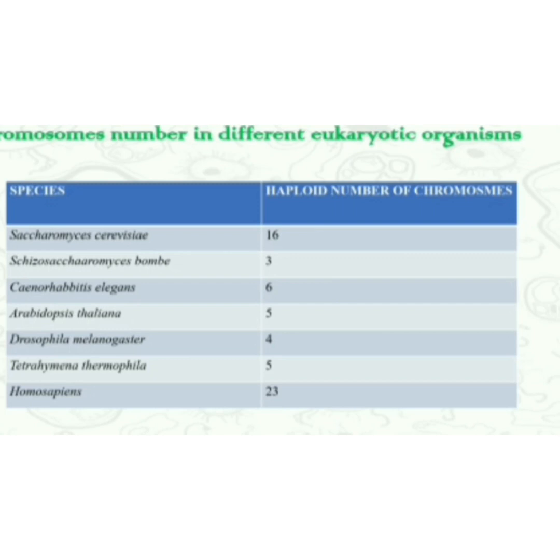The species Drosophila melanogaster has 4 haploid chromosomes. The species Tetrahymena thermophila has 5 haploid chromosomes. The species Homo sapiens, human, has 23 haploid chromosomes.